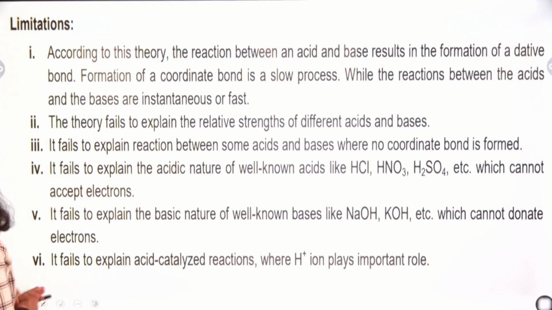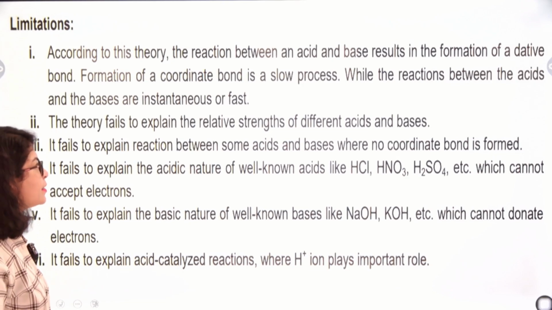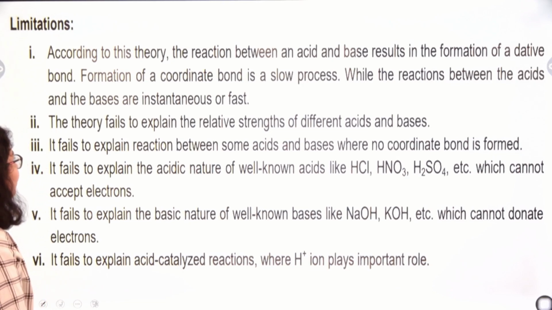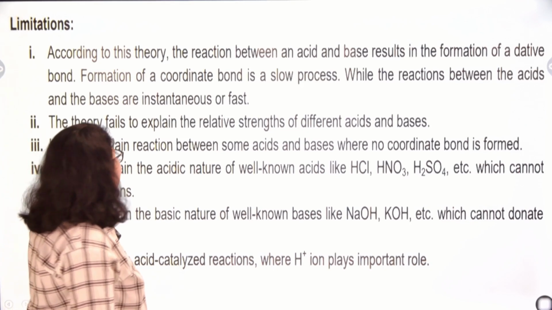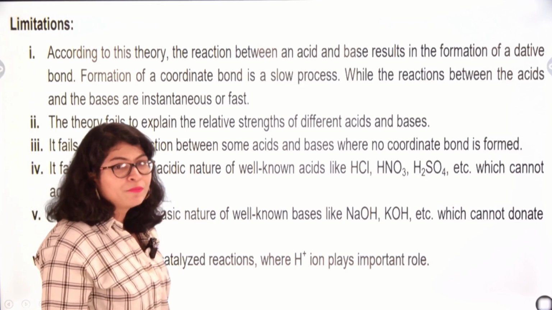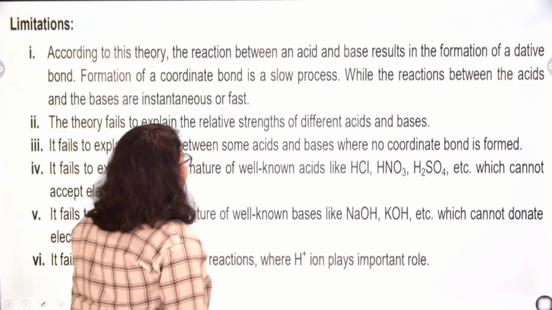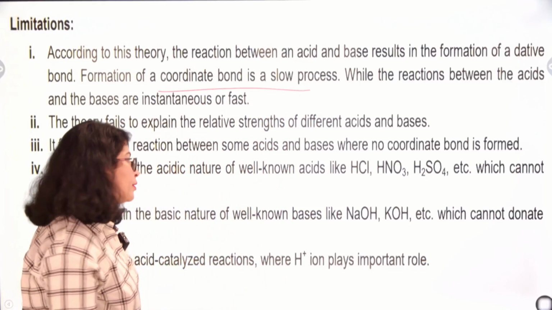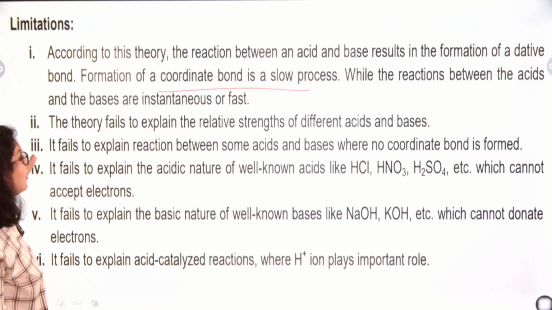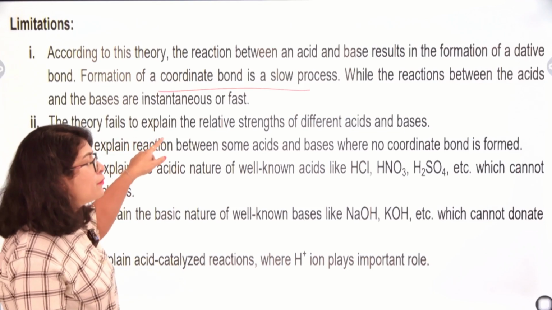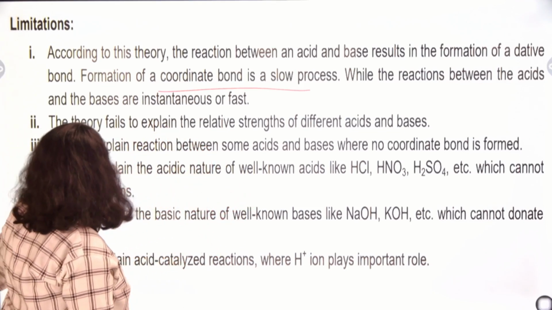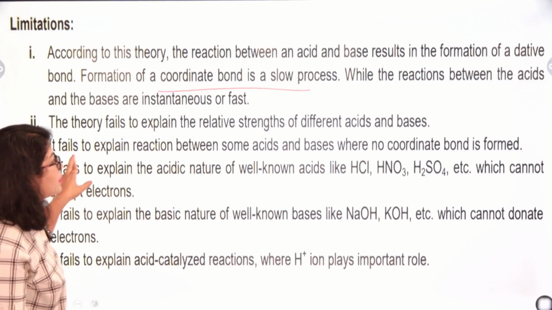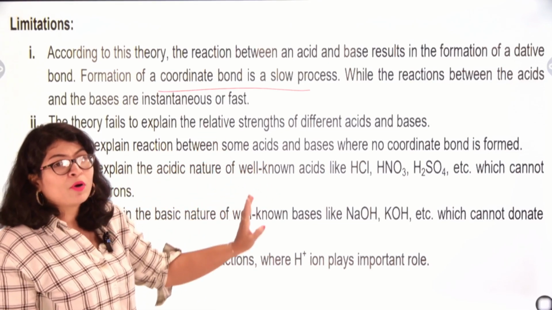Now, if I look at the limitations of this theory, according to this theory, the reaction between an acid and a base results in the formation of a dative bond. Formation of a coordinate bond is a slow process, while the reaction between acids and bases is instantaneous or fast. Acid-base reactions are fast, but dative bonds are slow, so they are counteracting each other. This theory fails to explain the relative strength of different acids and bases. It fails to explain the reaction between some acids and bases where no coordinate bond is formed.